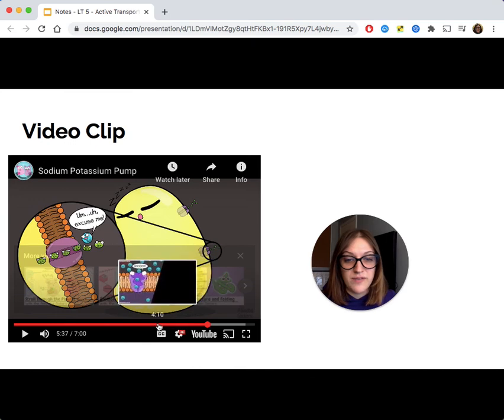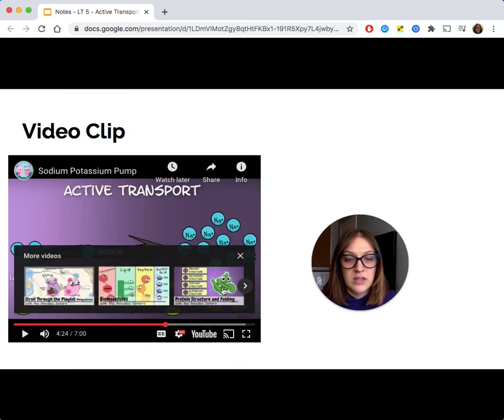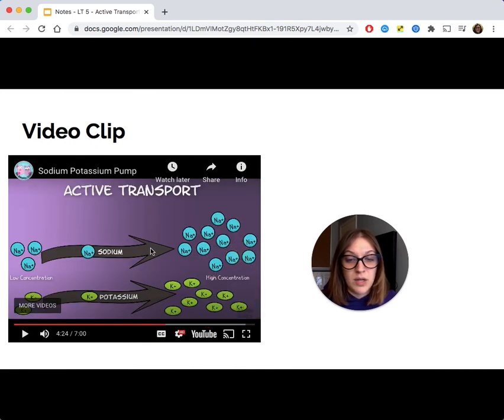The thing I wanted you to focus on is illustrated especially here. We have them moving from low concentration to high concentration. They just happen to be going in opposite directions across that cell membrane. 3 sodium out, 2 potassium in, both going from low to high concentration. All right.